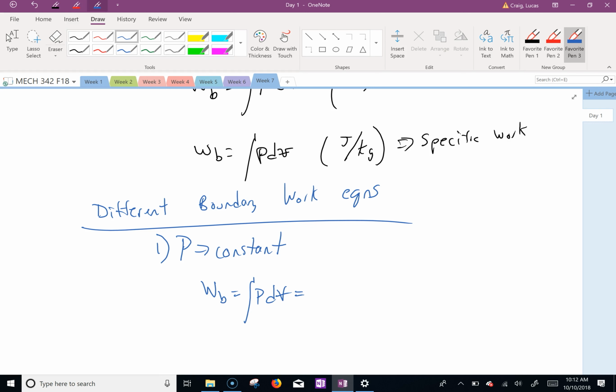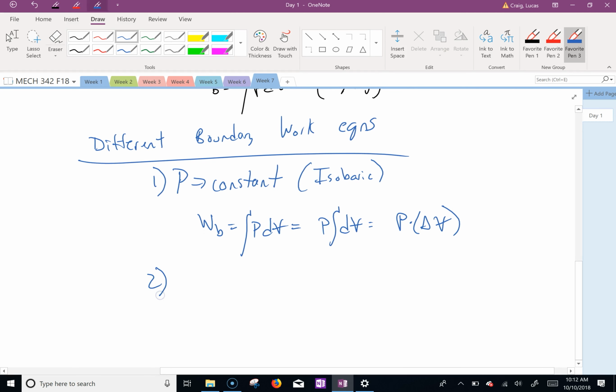But we know in a piston cylinder device, we can have a whole bunch of different processes. If P is constant, what's that called? Isobaric. So this is an isobaric process. It's exactly what was on your test. What happens to the P in the integral? It just comes out, and it's constant, so technically this is just P times the change in volume.